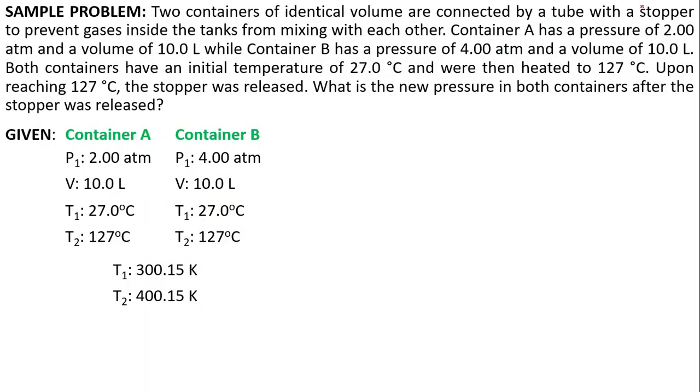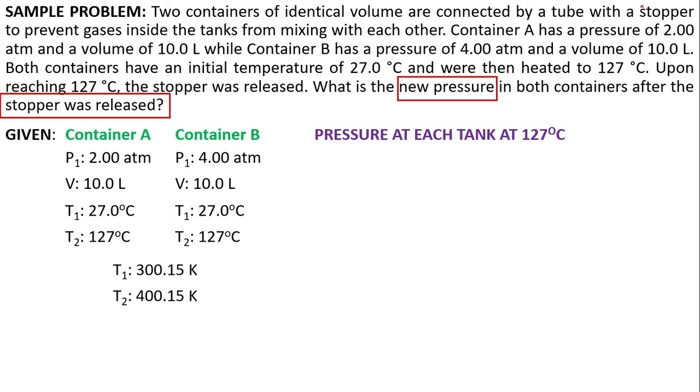You want to convert them to Kelvin, giving us the initial temperature of 300.15 Kelvin and the final temperature of 400.15 Kelvin. Now we're looking for the new pressure of both containers after the stopper was released. Now let's first calculate the pressure in each tank at 127 degrees Celsius, or 400.15 Kelvin. So you can see the volume of each container is 10, right?